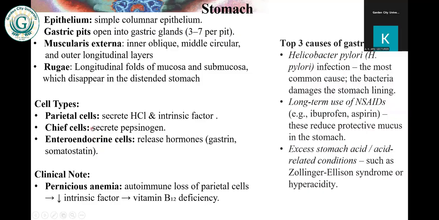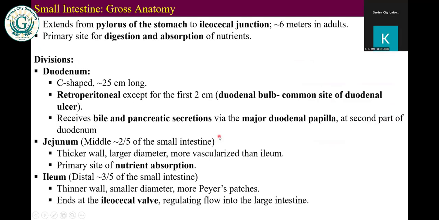Within the wall of the stomach, there are the epithelial cells. There are mucus-secreting cells that line the stomach to prevent it from auto-digestion. Then we also talked briefly about ulcers. Number one cause being this bacteria H. pylori. We also talked about long-term use of NSAIDs like aspirin, and excessive stomach acid, as the three major causes of gastric ulcers.